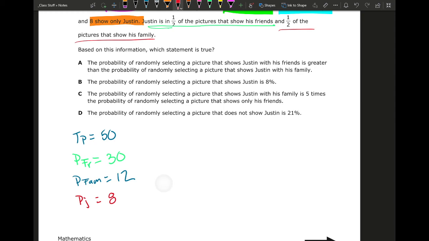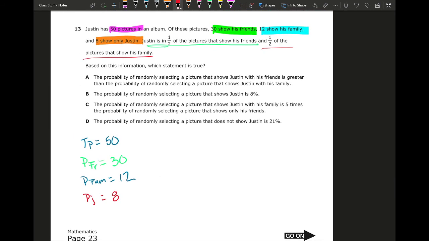But I also know that Justin is in half of the pictures with his friends. So in here, I have pictures of Justin and friends. It's going to be on half of them. So that's going to be how many? 15, correct? And he's also on half of the pictures that show his family. So he's on pictures with Justin and family. If the total is 12, well, he's only on how many? 6, right? So let's see what we can come up with.